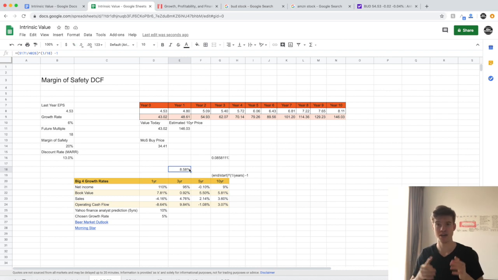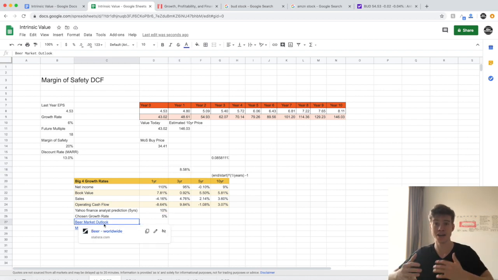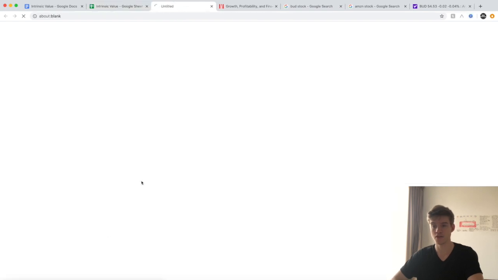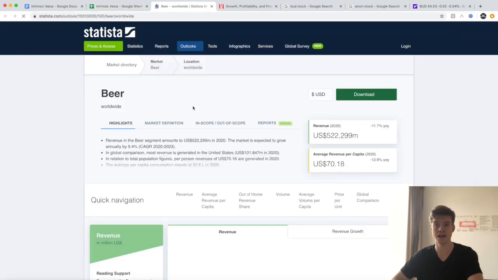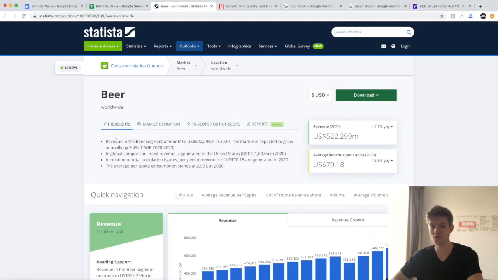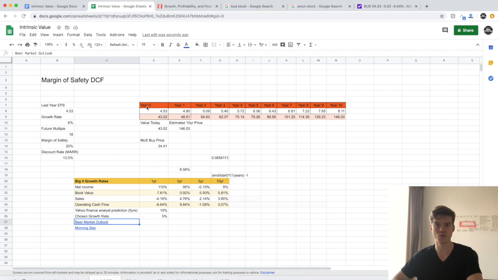So we know that every year in the past 10 years, the net income for AB InBev has grown by around 8.5%, which is relatively high, and that's pretty good. And this is sort of in line with what analysts are expecting in the next 5 years. Another thing you can do to actually determine the growth rate for this company is to look at the growth rate in the industry itself. So this is just some statistics that I found on the actual beer market. If we look at it, revenue in the beer market is expected to grow by 9.4% in the next 3 years. So this is again somewhat similar to what analysts are expecting.